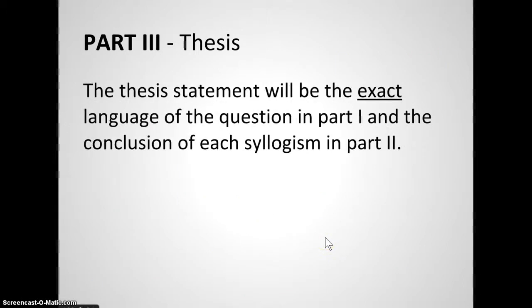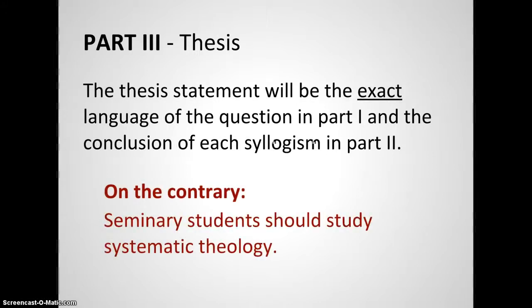Now, to state your thesis, you will again use the exact language of the question in part 1 and the conclusion of each syllogism in part 2, and you will state that by saying, on the contrary. And that is, of course, on the contrary to everything you said in part 2. On the contrary, seminary students should study systematic theology. Now, this means, from this wording right here, I can conclude that the conclusion to every one of the objections that I listed in part 2, the conclusion to each one of those syllogisms will be that seminary students should not study systematic theology. Again, it's important to preserve the exact wording.